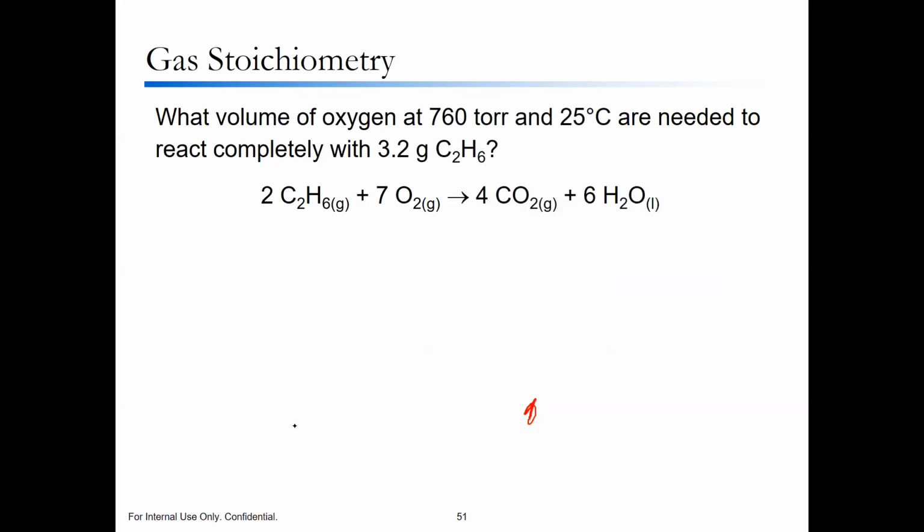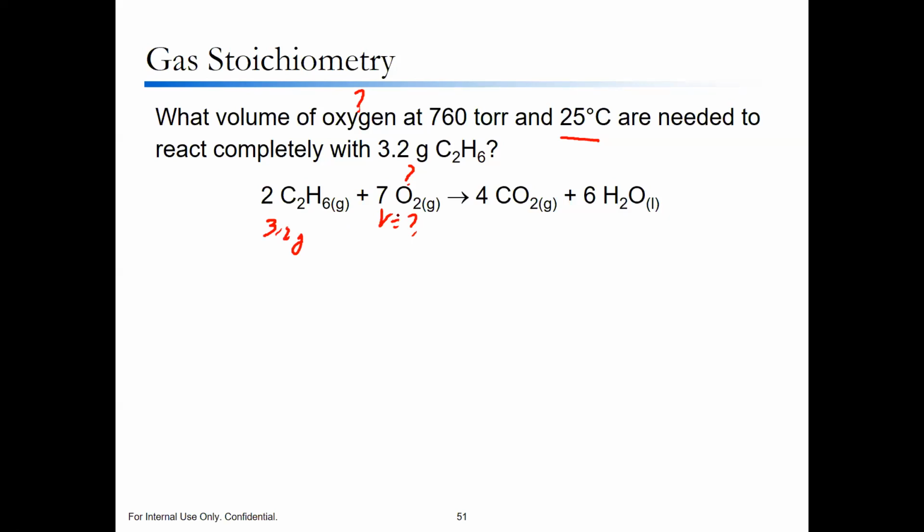So here's this stoichiometry, our old friend. What volume of oxygen at 760 torr and 25 degrees Celsius are needed to completely react with 3.2 grams of ethane? Man, this is a long one sentence, but I just read it and I don't understand what they're asking, so I got to read it again. What volume of oxygen? This is what they want. At this pressure, this temperature, needed to completely react with 3.2 grams of this. I got 3.2 grams of that.